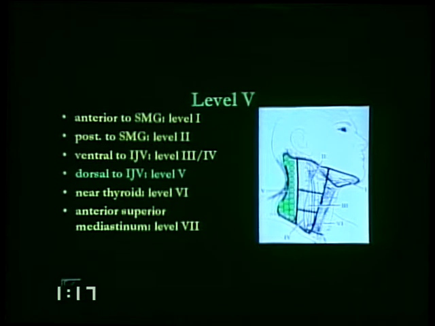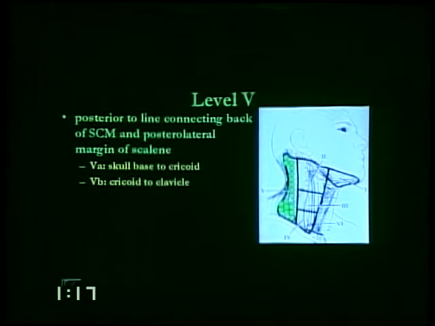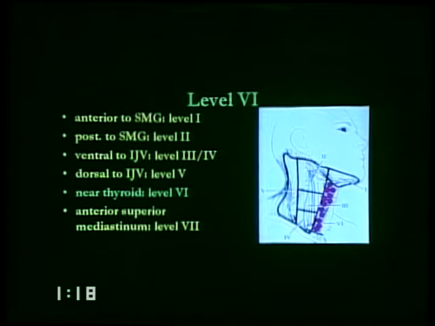Anything posterior to the sternocleidomastoid muscle is going to be in the posterior triangle, and that's related to the sternocleidomastoid muscle, and that is level 5. Level 6 is in the anterior triangle, but it is not related to the jugular and carotid vessels. It is related to the strap muscles as well as the thyroid and perithyroid spaces. So that's level 6, and most importantly, don't forget level 7.